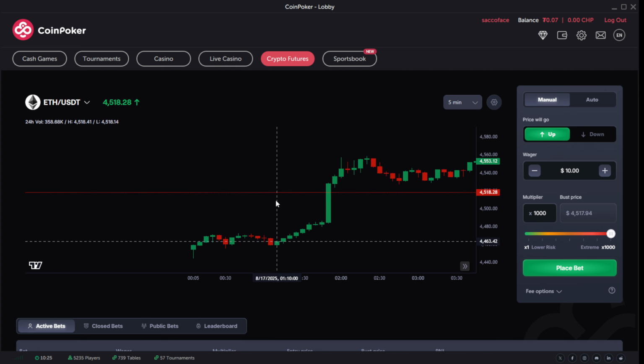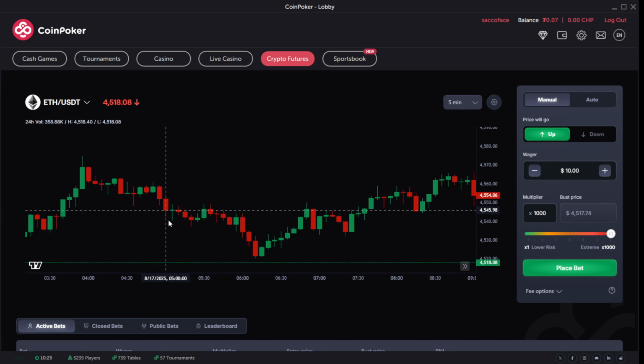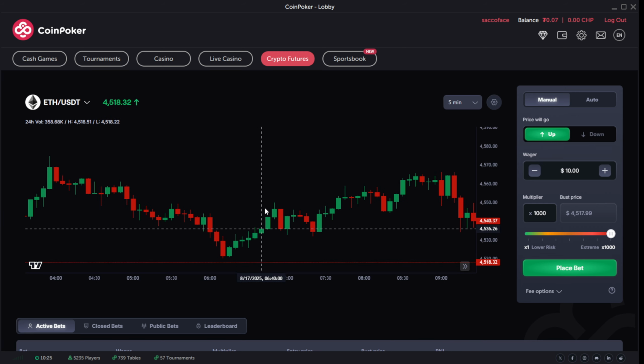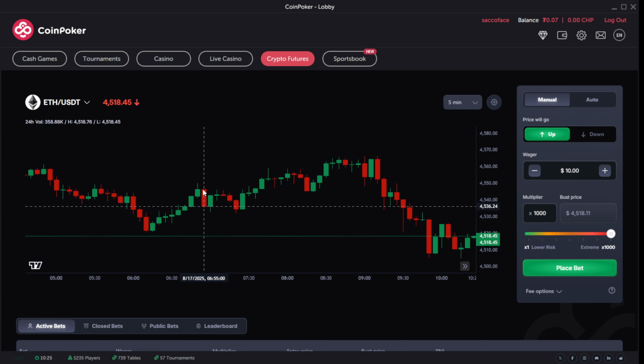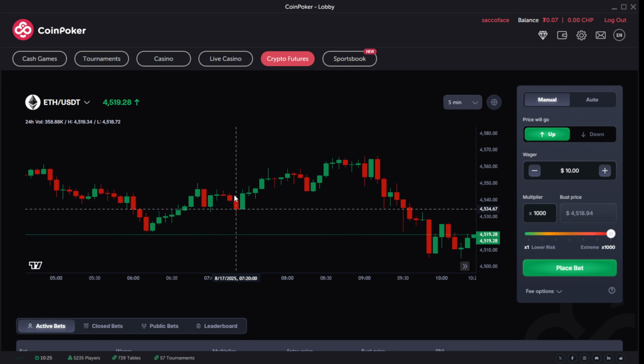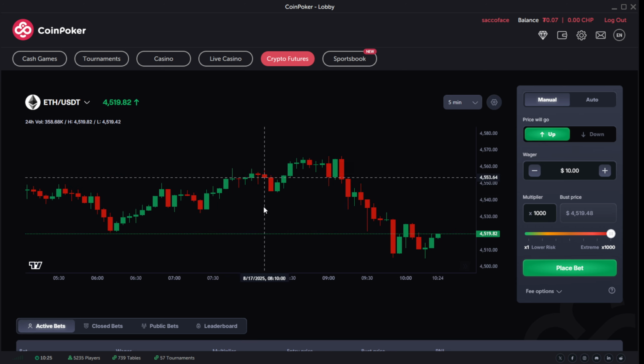Let's see what else we got here. What other ones are looking good? This one, small wick at the bottom. I would probably say downward trend, so get out around here.